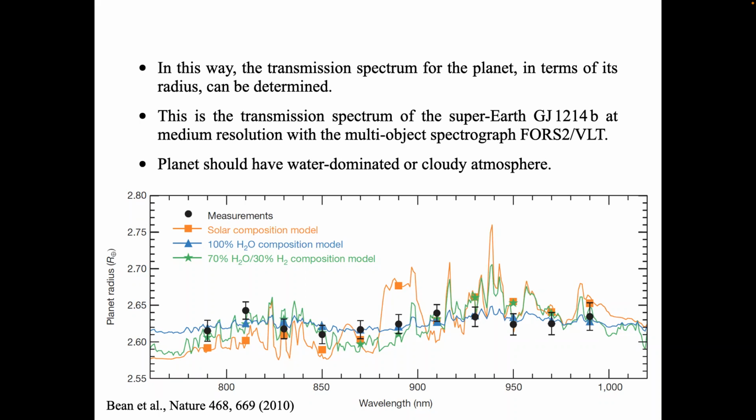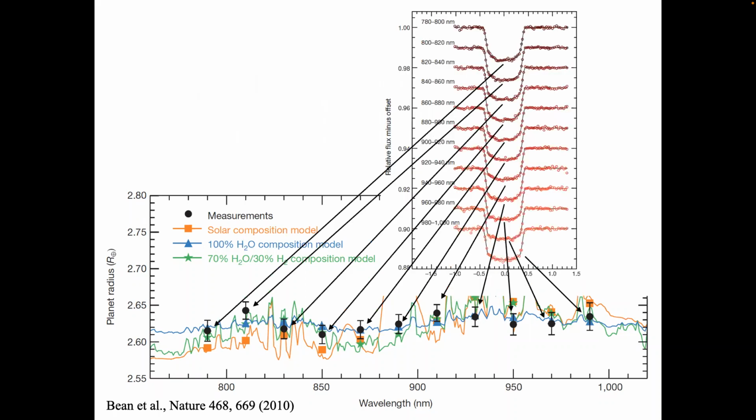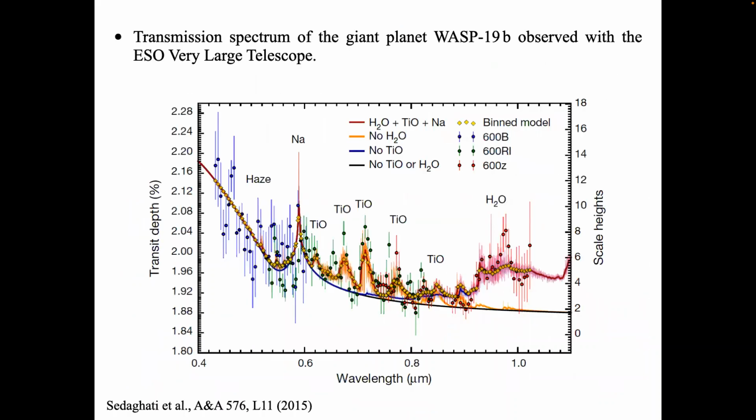It's very hard to discriminate the composition of the atmosphere of the planet, but if you study a giant planet like this one, WASP-?B, you can see a lot of features, like the presence of haze due to Rayleigh light scattering. You see absorption of sodium. You see the presence of strong optical absorbers, like titanium oxide, and then you can see a very nice feature due to the presence of water vapor here.